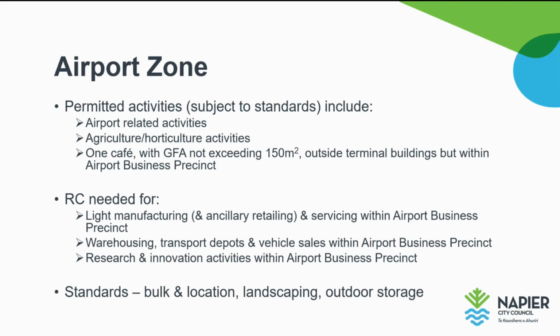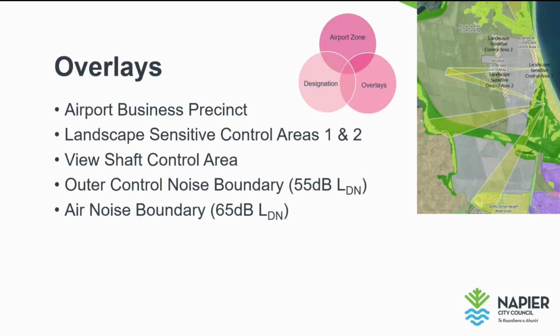Resource consent is needed for a number of other activities including light manufacturing and servicing, warehousing, transport depots and vehicle sales, and research and innovation activities. The overlays that the airport zone functions alongside include an airport business precinct, 2 landscape-sensitive control areas, a view shaft control area, and 2 noise boundaries.